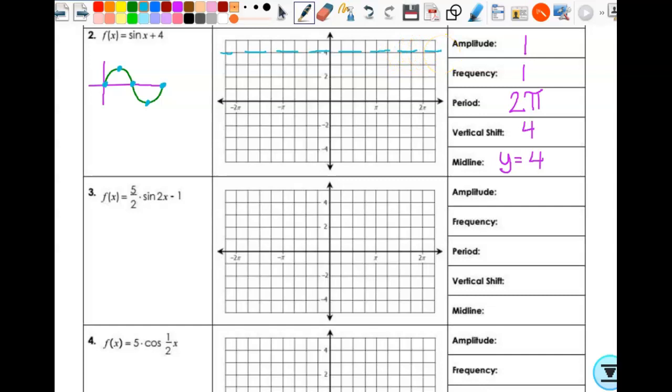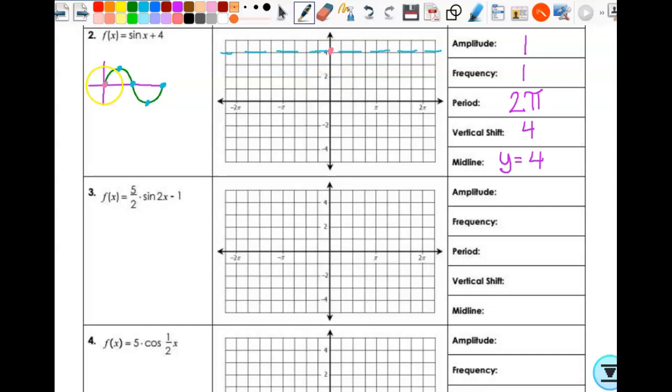Now I'm going to use my midline as my new x-axis. That way I'm not having to count up 4. Like, that's now my x-axis. So if I'm thinking of this as 0, 0, this is my new 0, 0. Make sense? Because everything just shifted up 4.